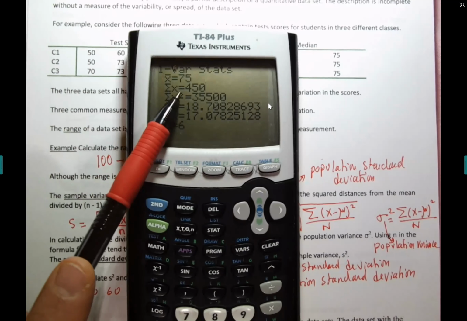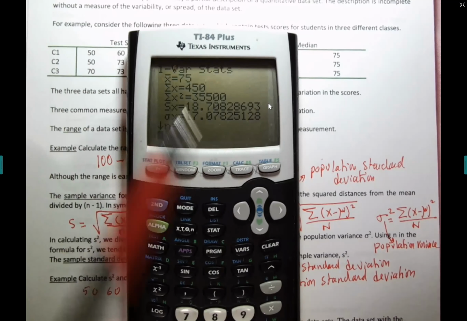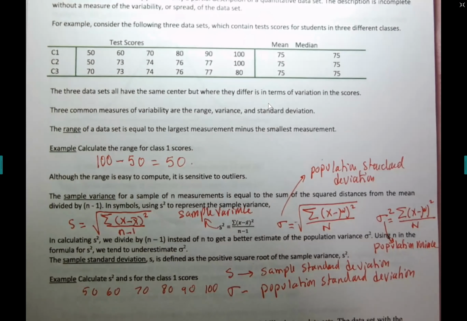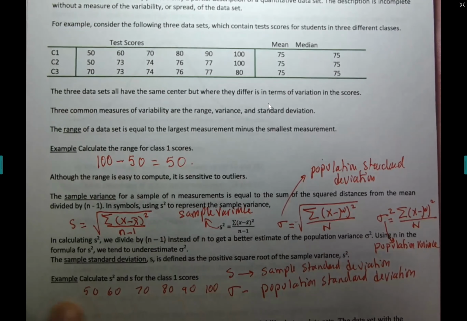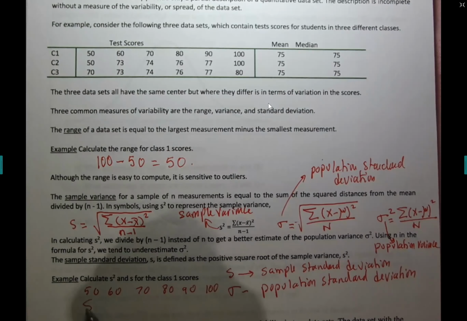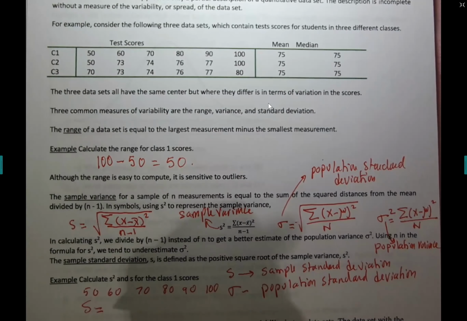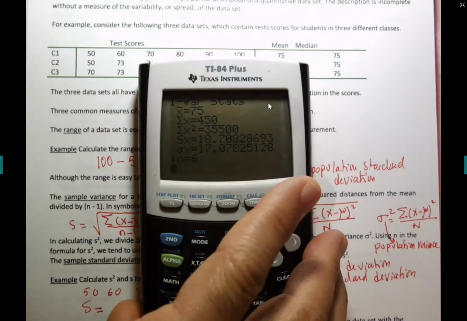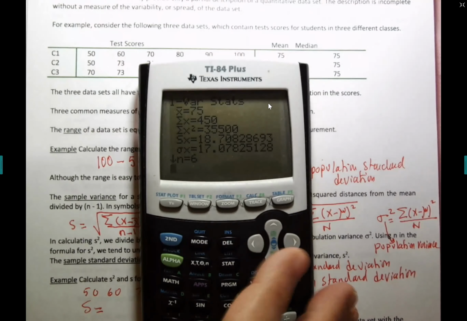And the first value, guys, is the mean, 75. So if you take those values, add them up, and divide by 6, you should get 75 exactly. That is the mean. So S will be, let me write down the answer from the calculator, 18.7.